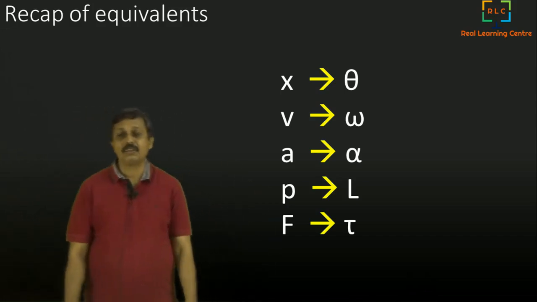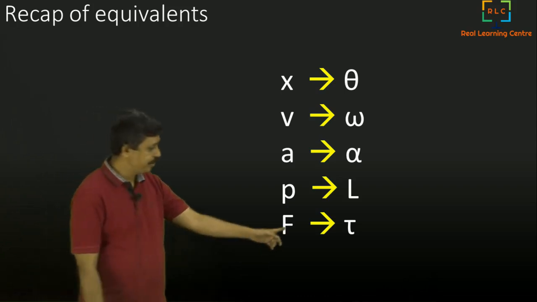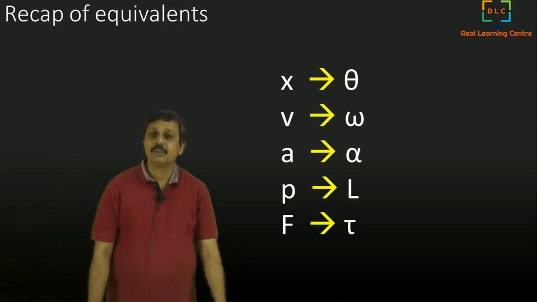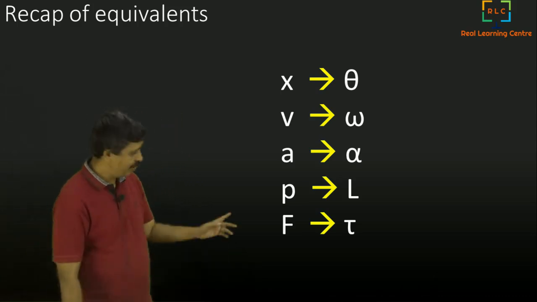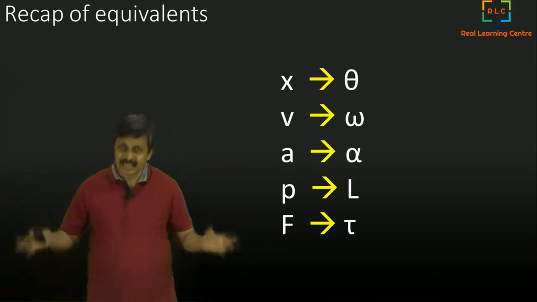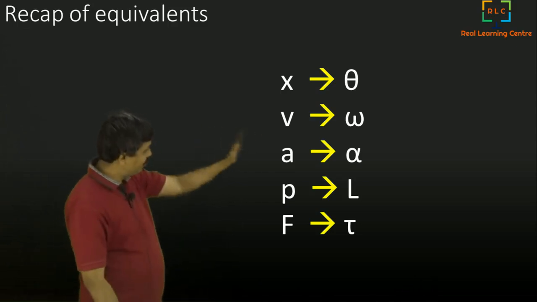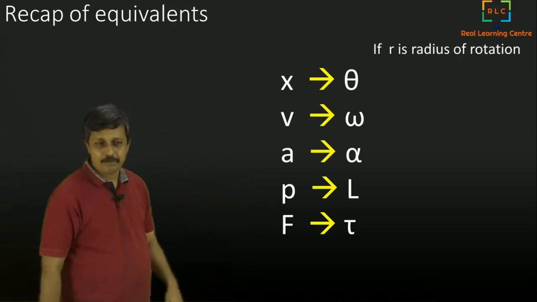Torque is measured in Newton meter. This is pronounced as tau. F is equivalent to tau. There is also a relationship between each one of these individual things. So let's understand what the relationship actually is.